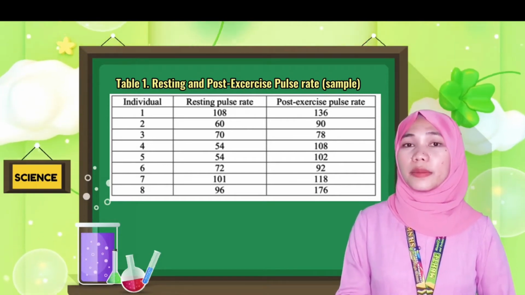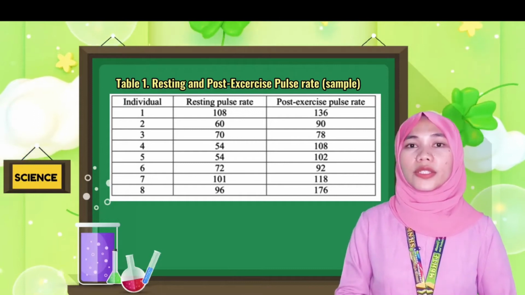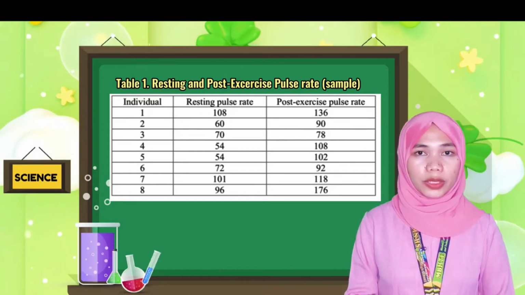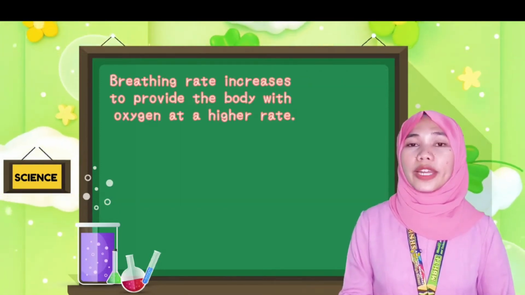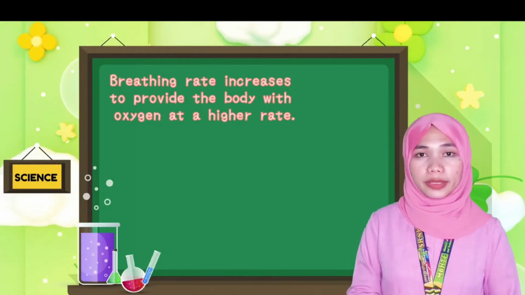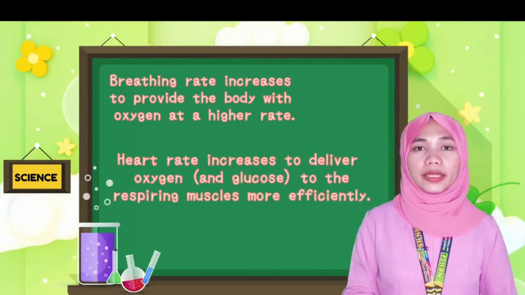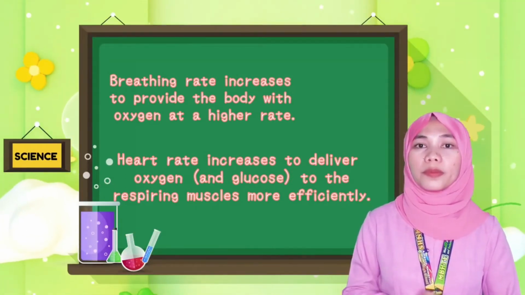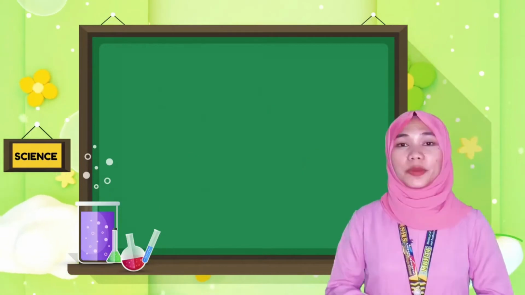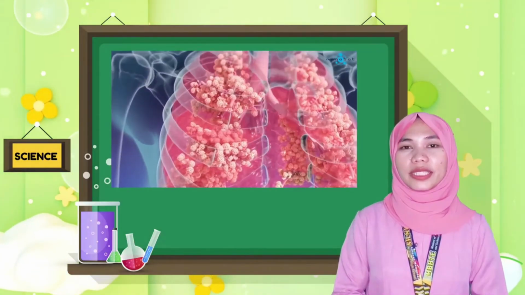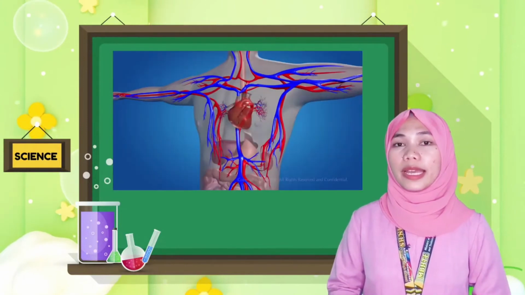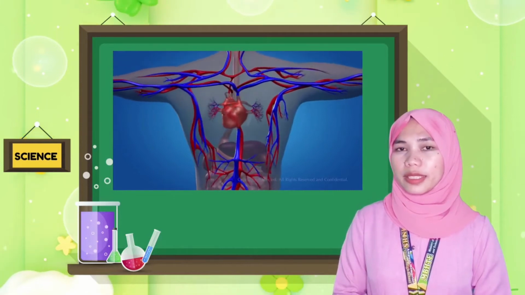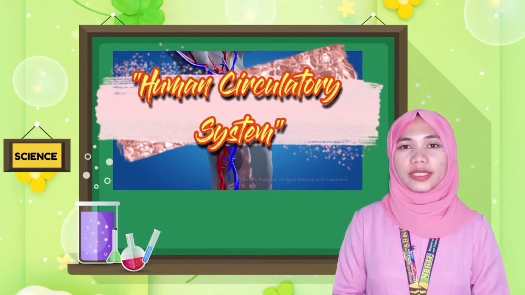During exercise, the muscles need more oxygen, so the body may need 3 to 4 times the normal cardiac output. Breathing rate increases to provide oxygen to the body at a higher rate. Heart rate, on the other hand, increases to deliver oxygen and glucose to the respiring muscles more efficiently. As the respiratory system initiates gas exchanges in the body, another system supplies oxygen to our body cells. And that is the lesson we will be discussing: the human circulatory system.